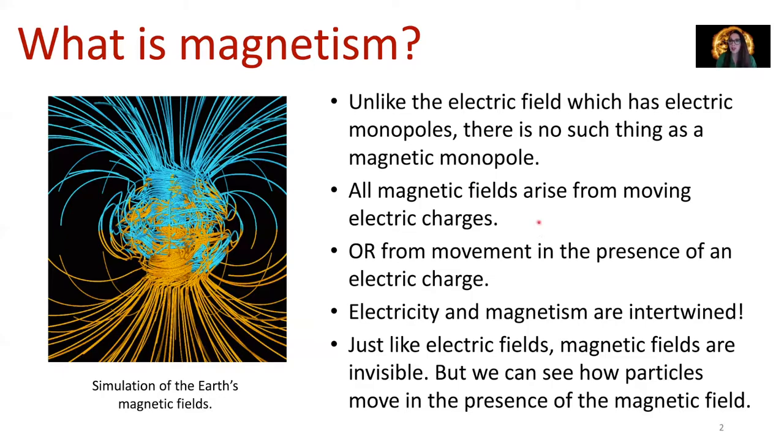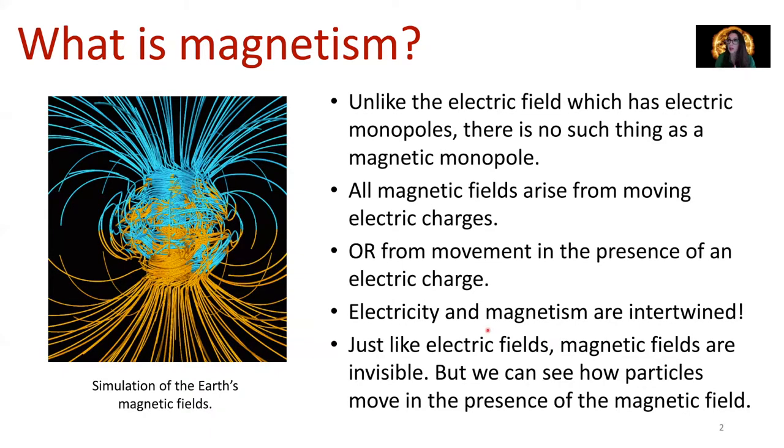All magnetic fields arise from moving charges in some way. You have moving electric charges which create magnetic fields. You can also create magnetic fields from movement in the presence of an electric charge. If you have electric charge and you move something conducting within that presence, you can create a magnetic field. So electricity and magnetism are intertwined.